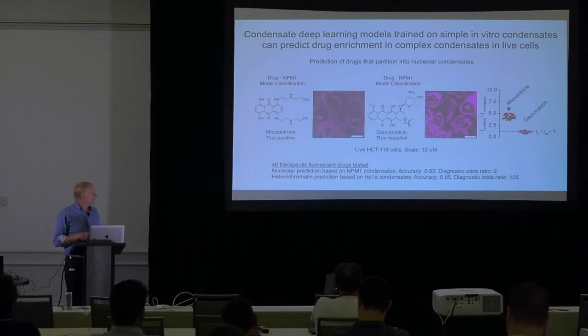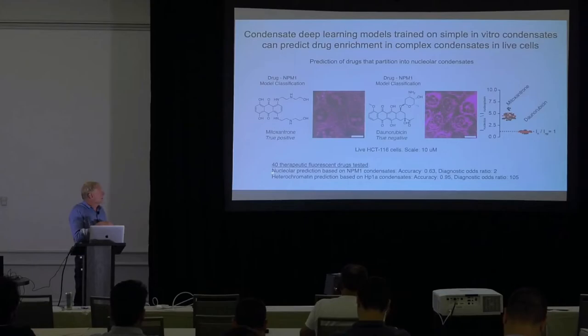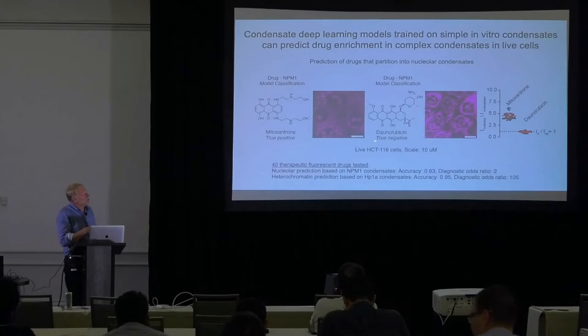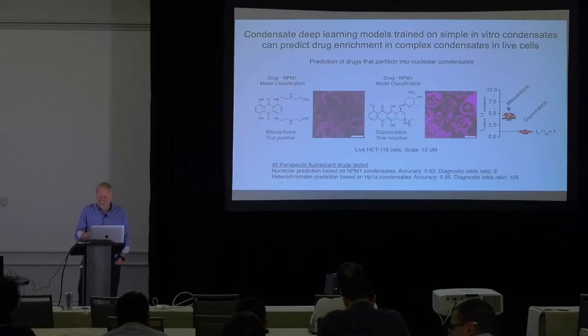Now, it's far from perfect. The accuracy, for example, when we make predictions of how frequently a molecule, so here's a cancer drug, mitoxantrone, ended up as a true positive in the scoring by this machine learning algorithm trained on the in vitro condensates. We also had, of course, true negatives. So we were testing this for, in this case, daunorubicin. So these were not as perfect a prediction as they were in the in vitro condensates, but I'm amazed they worked at all.